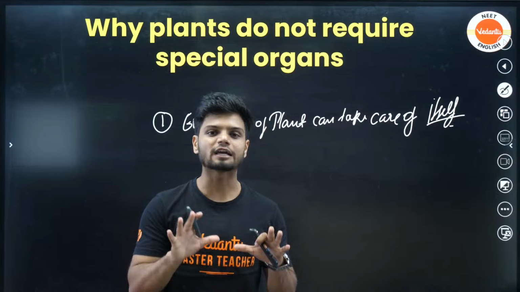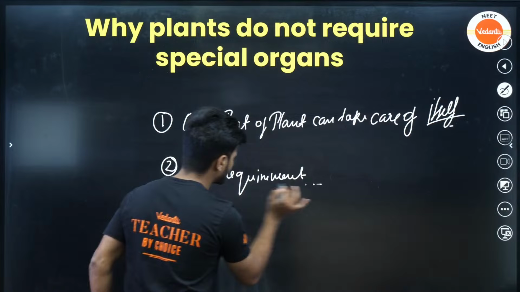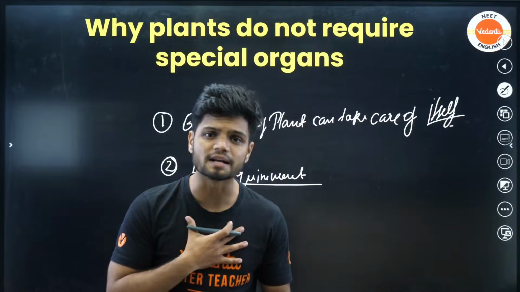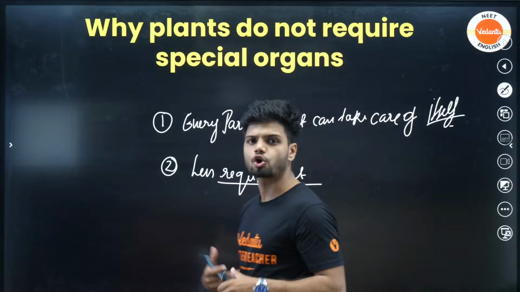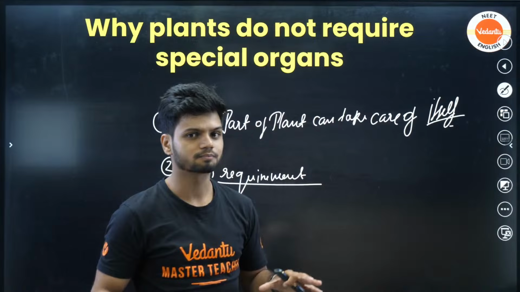The second point I want all of you to focus on is that the requirement is very less. See, students, you should know by now, the most of the energy a human spends is when we walk around. Right? When we walk around, we do jogging, when we show locomotion. Whenever we show locomotion, it requires a lot of energy. But plants do not show locomotion. So the oxygen requirement is very, very less.